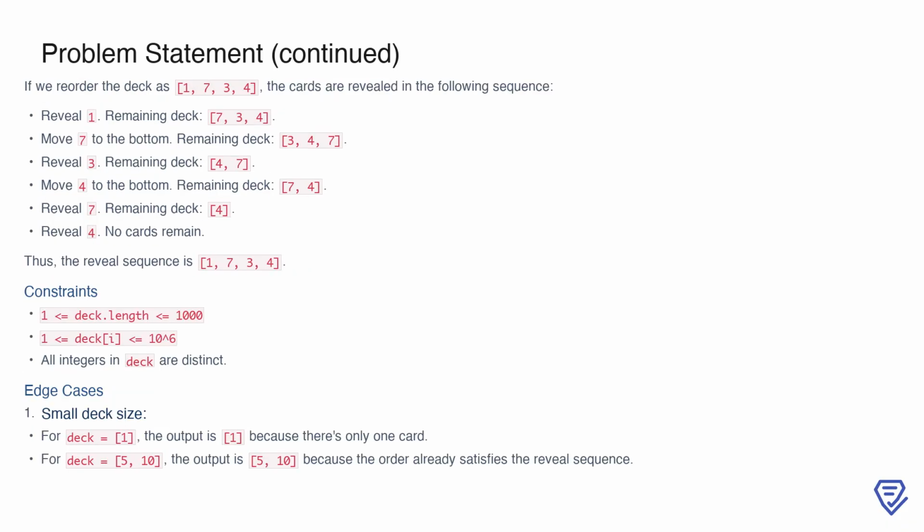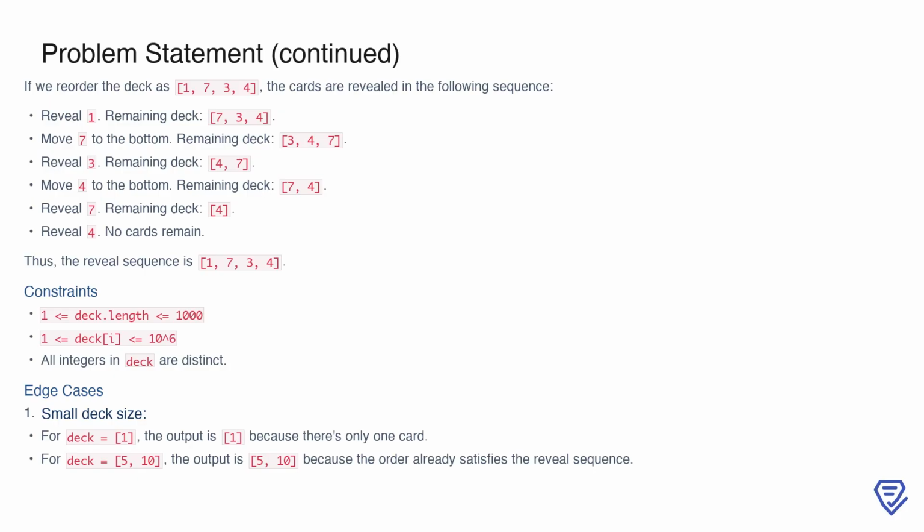In the second example, the input deck is 1, 4, 7, 3. If we reorder the deck as 1, 7, 3, 4, the cards are revealed in this sequence. First, 1 is revealed, leaving 7, 3, 4. Then 7 is moved to the bottom, and 3 is revealed, leaving 4, 7. Next, 4 is moved to the bottom, and 7 is revealed. Finally, the last card, 4, is revealed. The resulting reveal sequence is 1, 3, 4, 7. This example demonstrates that different input decks will require different reorderings to achieve the desired sequence.